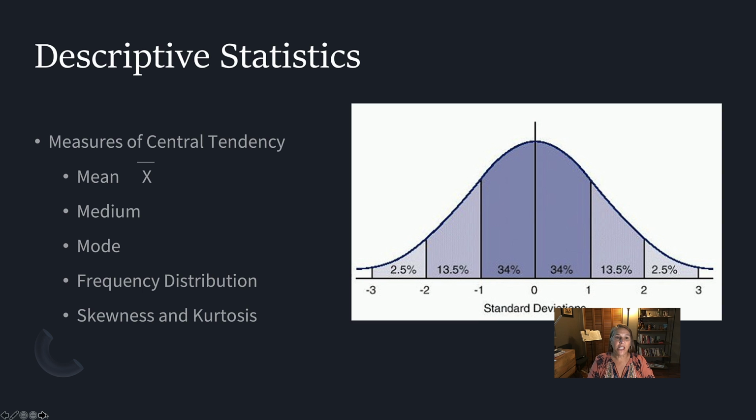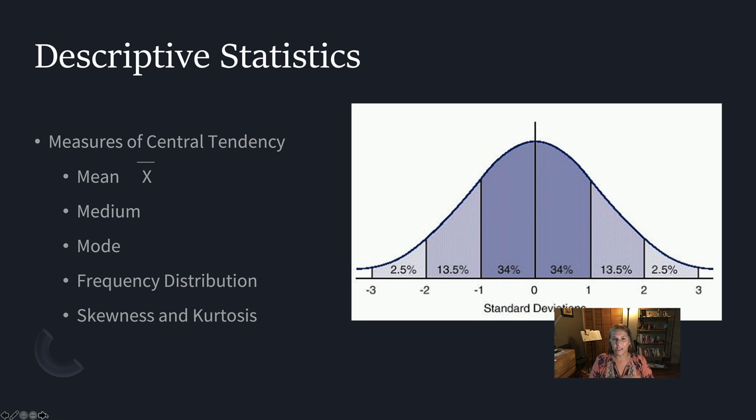So we have two types of descriptive statistics. We have our measures of central tendency, and then we have our measures, obviously, of dispersion or variability, and I'll talk about those next. But I know you're pretty much familiar with the measures of central tendency. They are the mean, the median, and the mode. And let's talk real quick about what those mean.